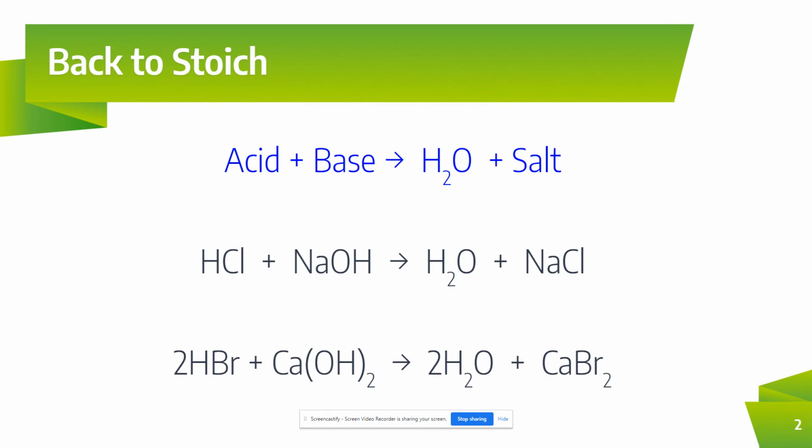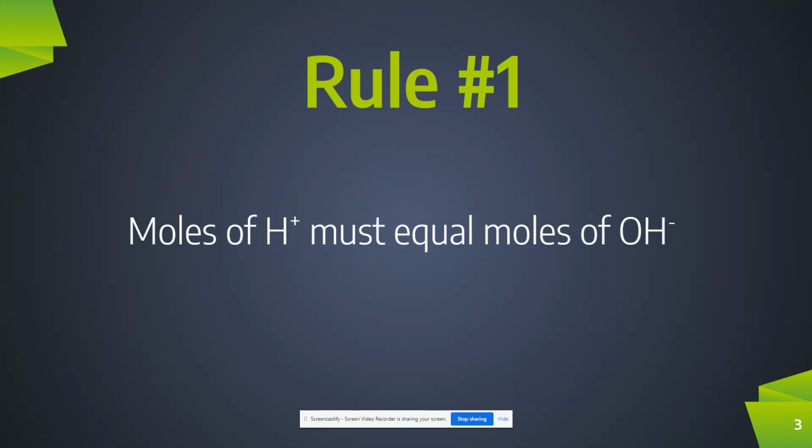Now you might notice here that one of the equations has some coefficients and the other one doesn't. The reason is because we need to make sure that the moles of hydrogen ions equal the moles of hydroxide ions in a neutralization reaction. Also, as with any chemical reaction, it's important that the equation is balanced.